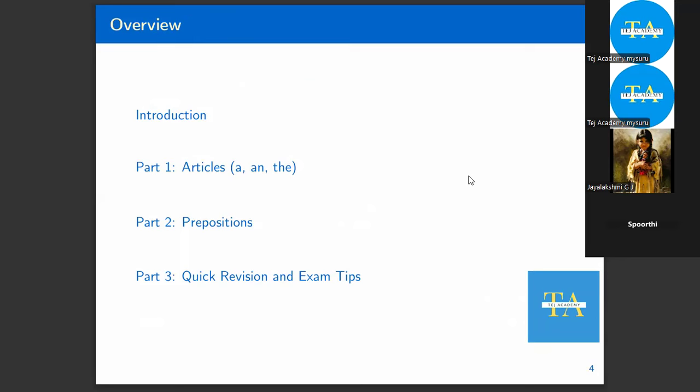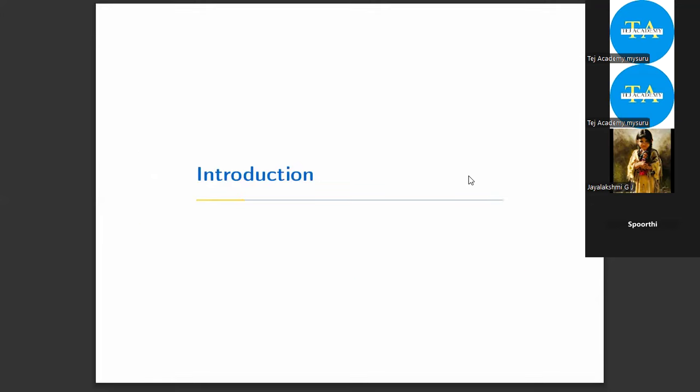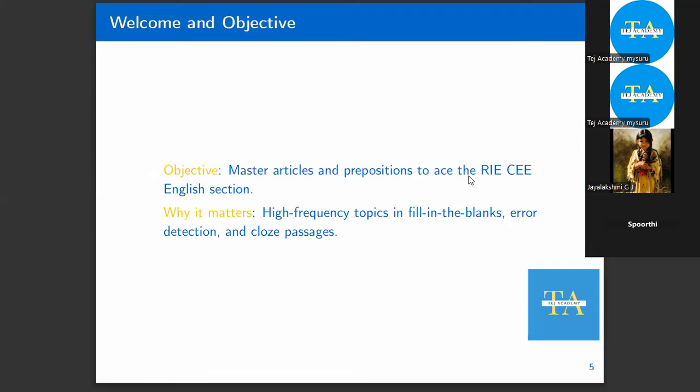We already know that we have three articles: a, an, and the, and we know where we use them. I will give you brief information again. We use a in front of consonant sounds, singular words that start with a consonant sound. And we use an in front of vowel sounds. Here you have to make sure that the sound should be prioritized over the word, I mean over the letter.